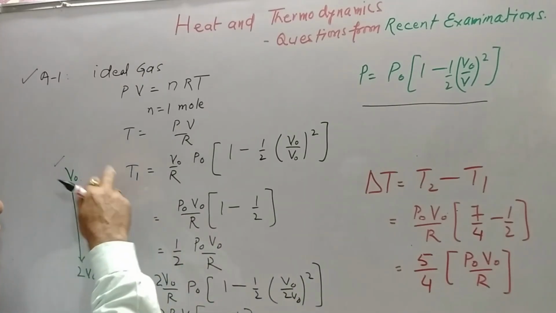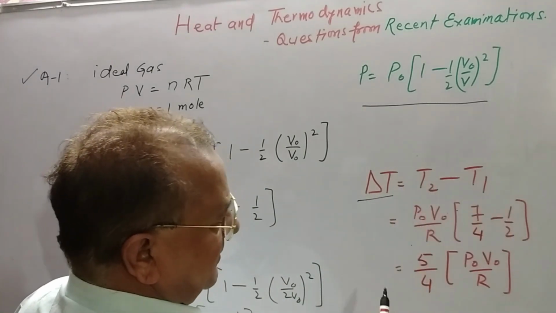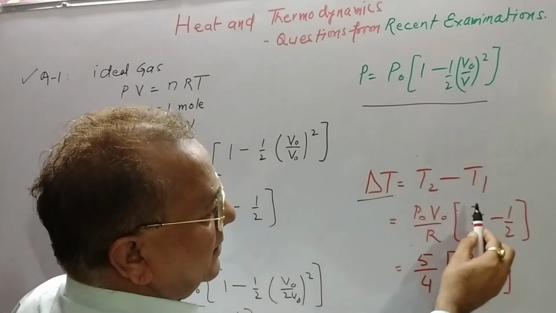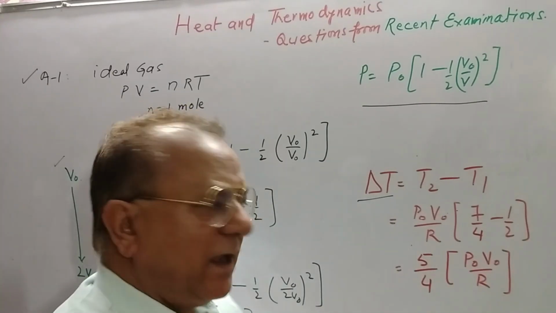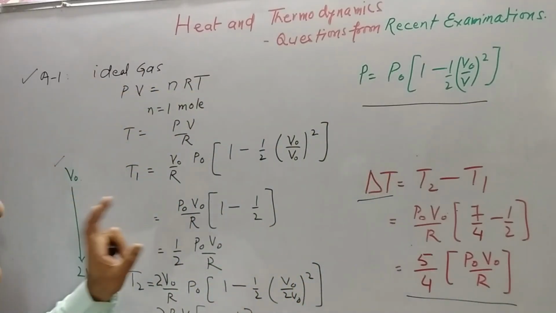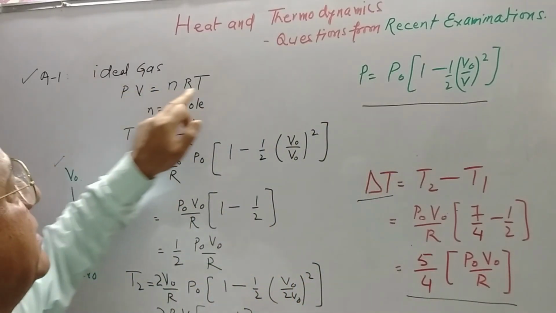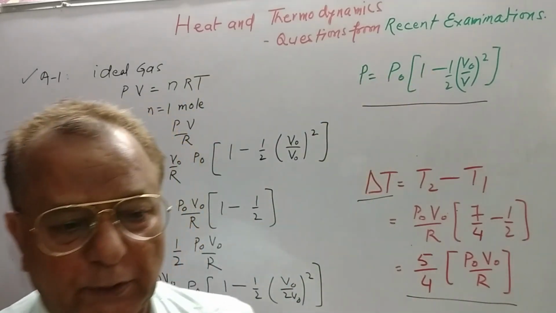Now, you know T2, you know T1, therefore, the difference of temperature is equal to T2 minus T1, P naught V naught by R, (7 by 4 minus half), 5 by 4 P naught V naught by R. You see how easy it becomes. Just you have to remember the basic equation and you have to find out T in terms of the variable given to you.